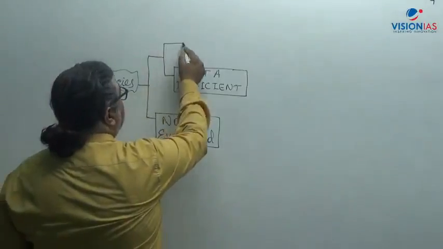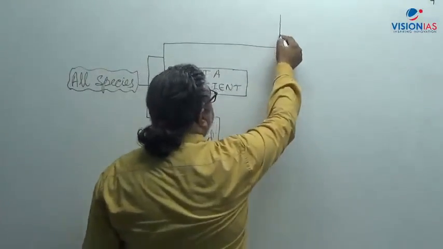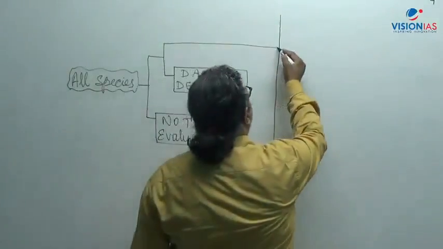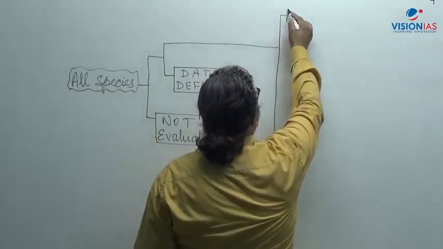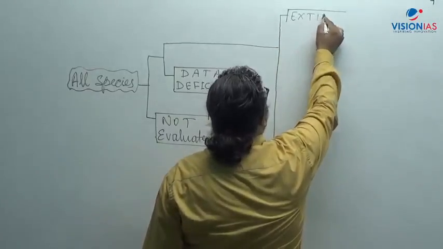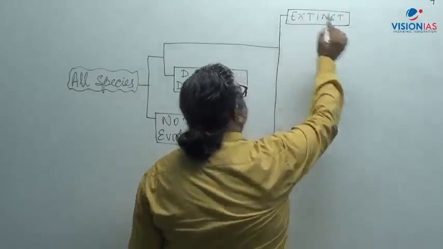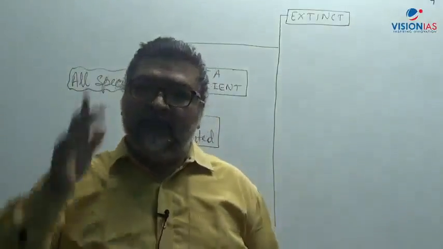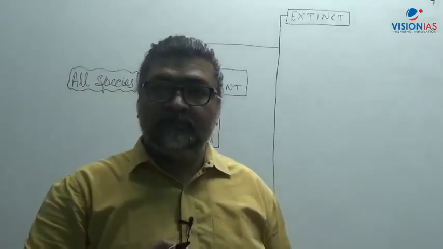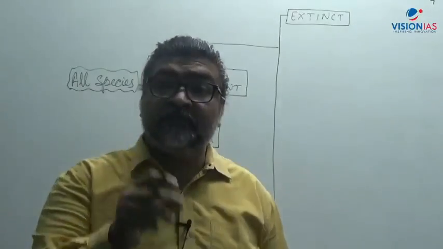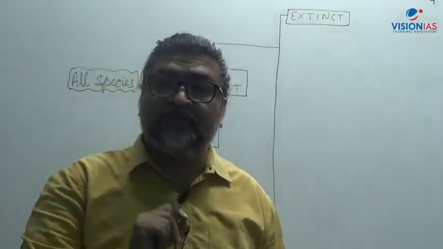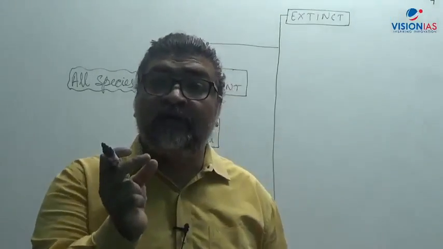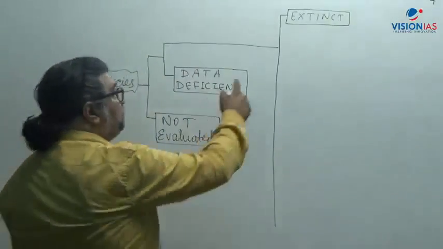Now if the data is there, then they are placed into the following risk categories, which I am now putting on the flow chart. The first one is extinct. The last member of that particular species has become extinct. Like you know the dinosaur. Dinosaurs became extinct thousands, millions of years ago. But recent extinctions over the last 100, 200 years, like the passenger pigeon. In Mauritius and Madagascar, there was the dodo bird. So they are placed into the extinct category.